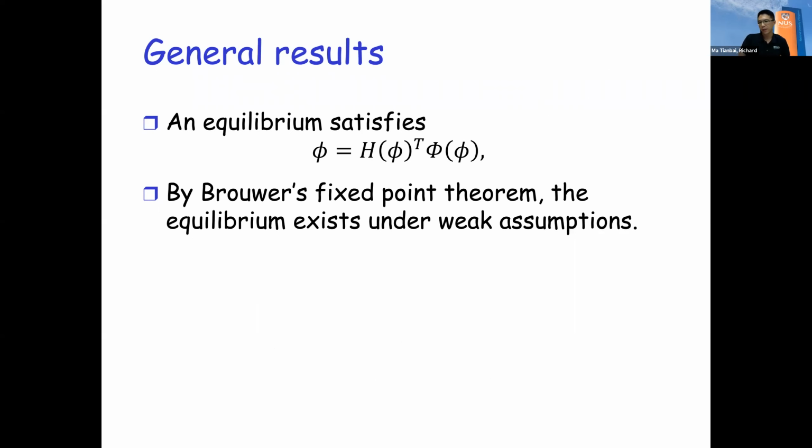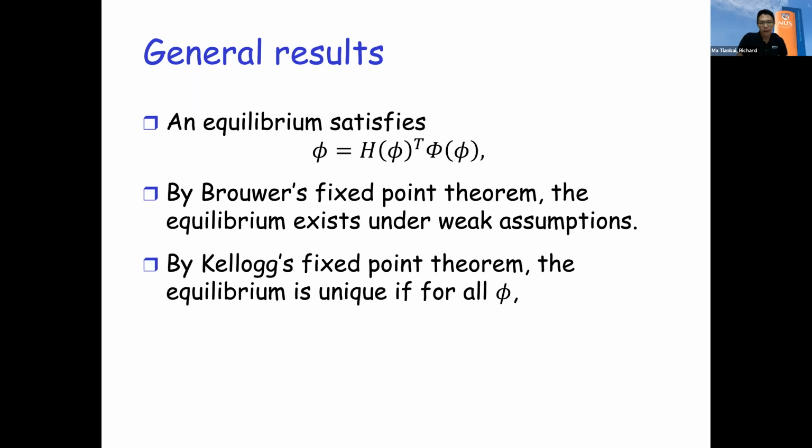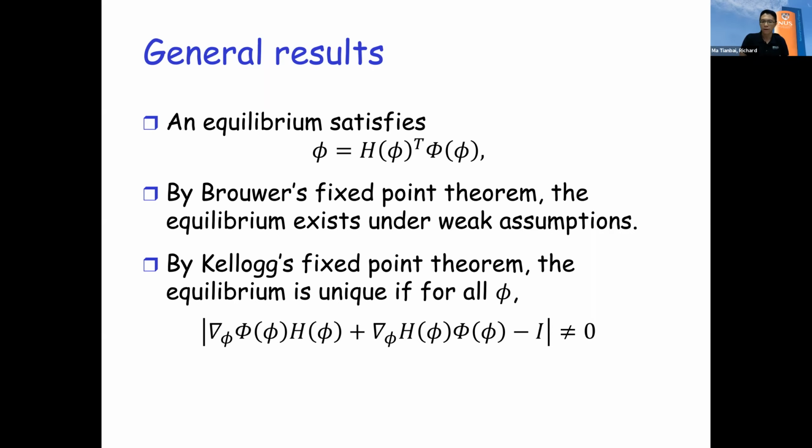And then by using Brouwer's fixed point theorem, we can show that there's always going to be an equilibrium, under very weak assumptions, as I mentioned. But in order to show the uniqueness of the equilibrium, we need more conditions. So based on another fixed point theorem, called Kellogg's, we derived the condition as follows, which turns out to be quite complicated. Actually, I couldn't find a clear and intuitive physical meaning for this condition under the most general context.